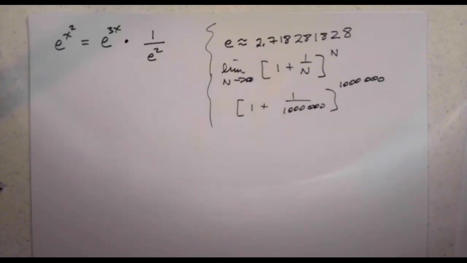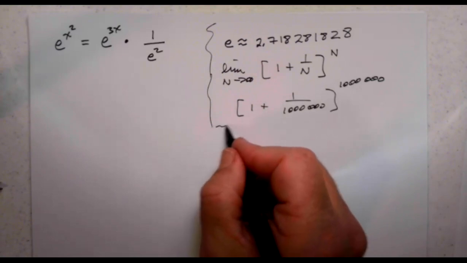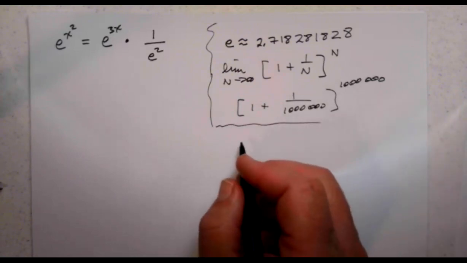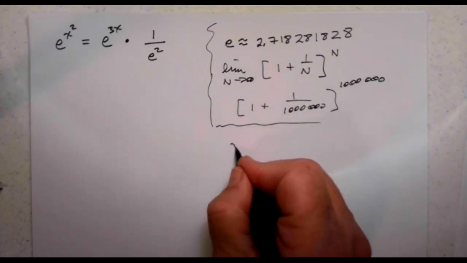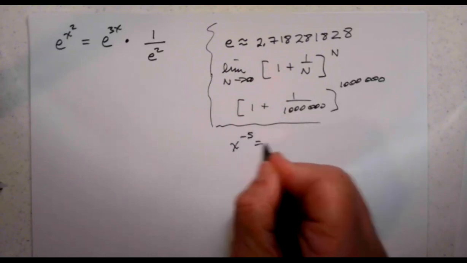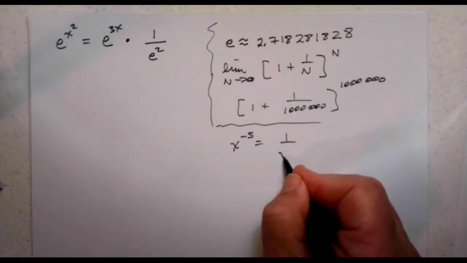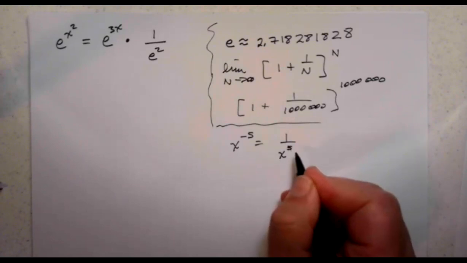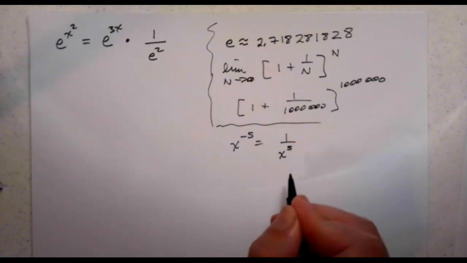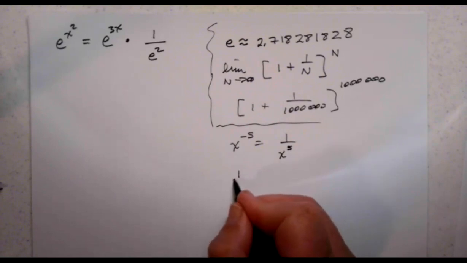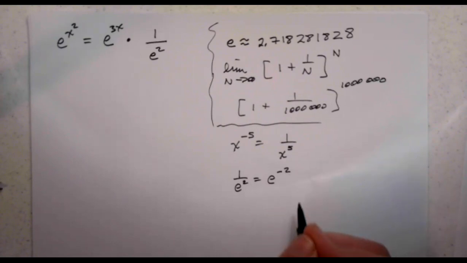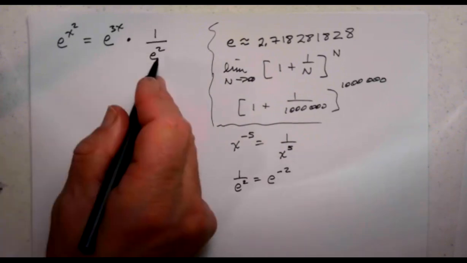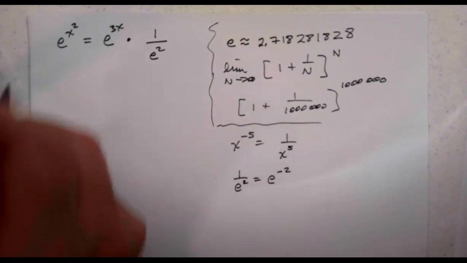e to the x squared equals e to the 3x times 1 over e squared. I want you to remember, again, that x to the negative 5 means 1 over x to the 5th. Right? So 1 over e squared would be the same thing as e to the negative 2. So looking at our question here, 1 over e squared becomes e to the negative 2.